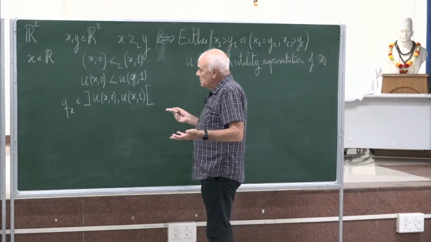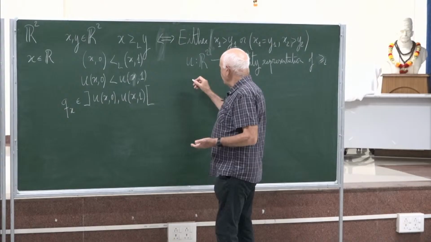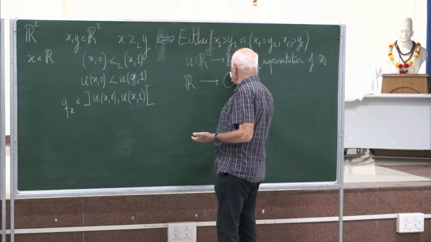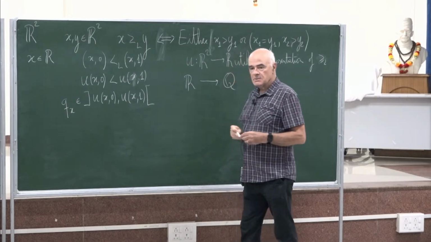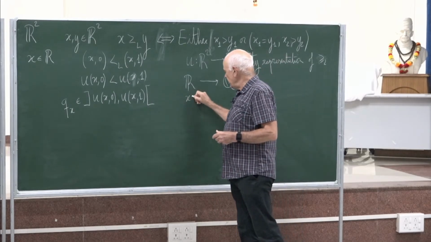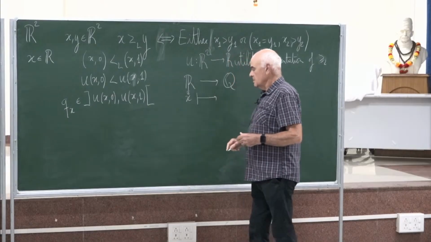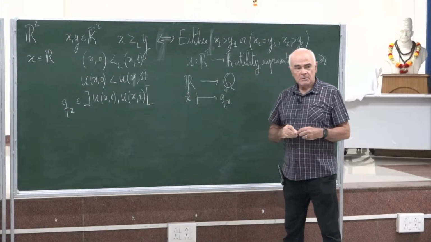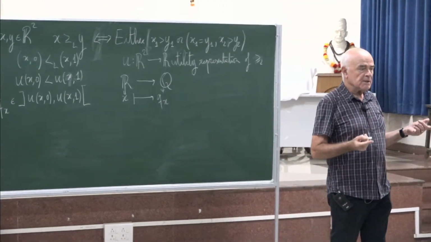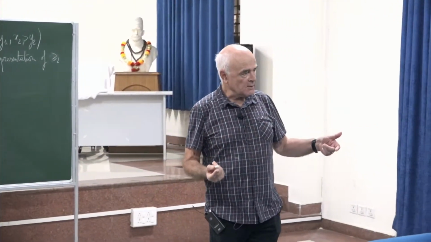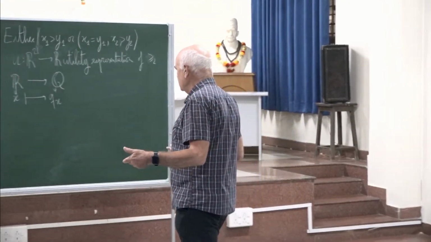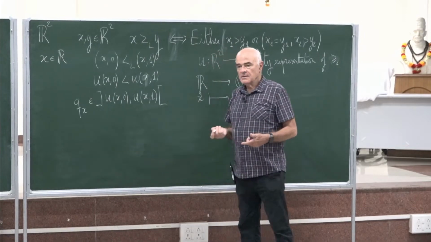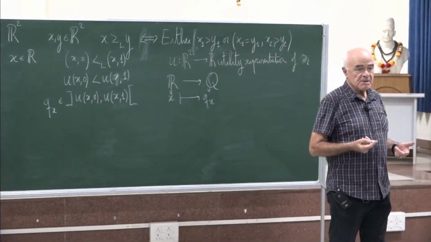So I have defined a function from the reals into the rationals, which to every x associates the corresponding qx, a rational number which is in the interval u of x0, u of x1. Okay? And let's see that this map is strictly increasing.